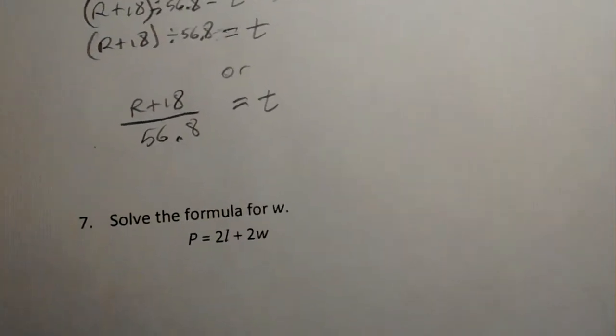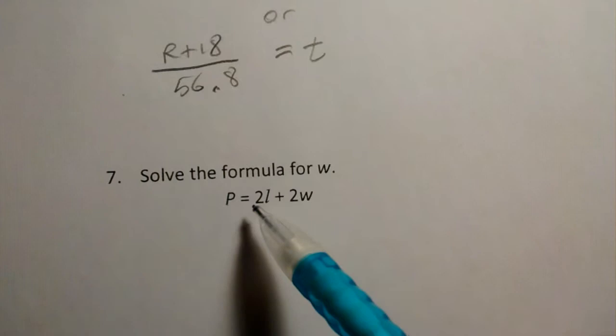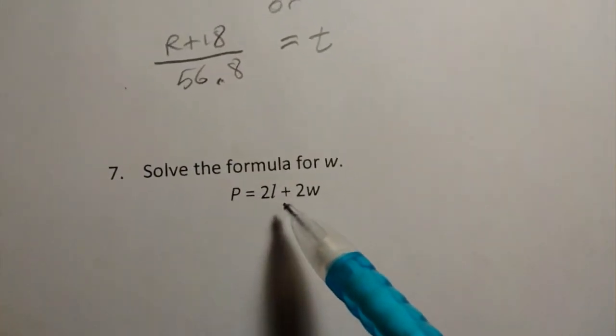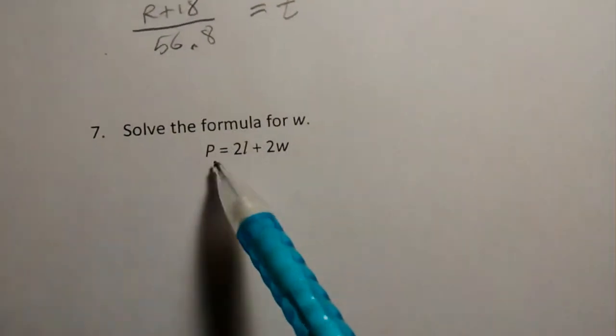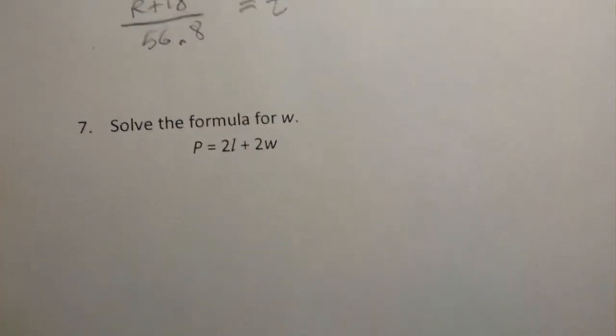One last one I want to show you. Solve the formula for W. You might recognize this. This is actually the formula for the perimeter of a rectangle, where L and W are length and width, and P is the perimeter.